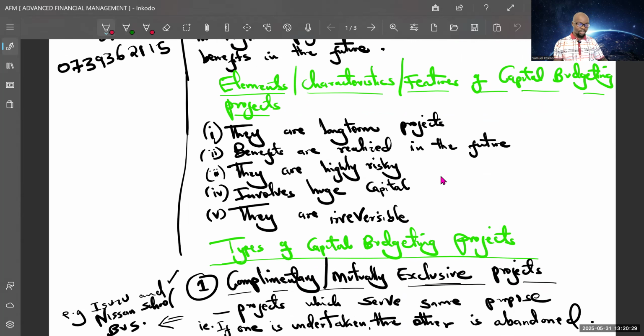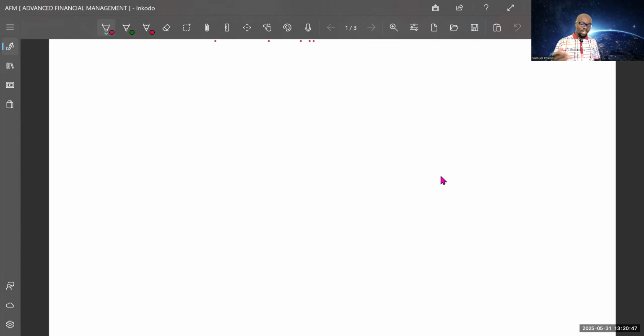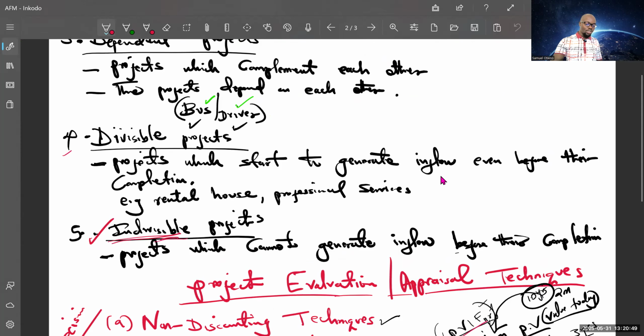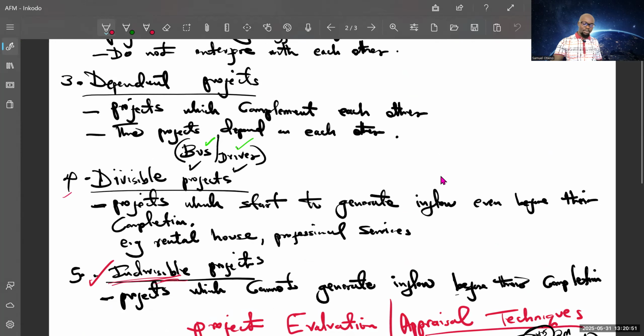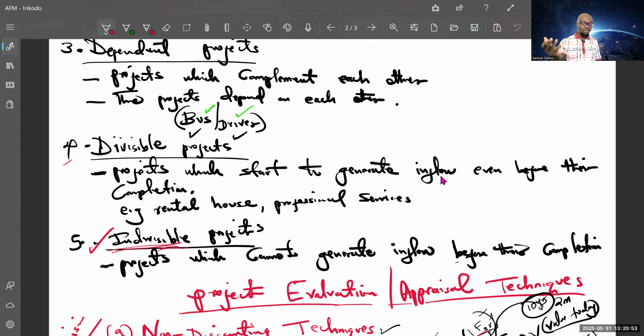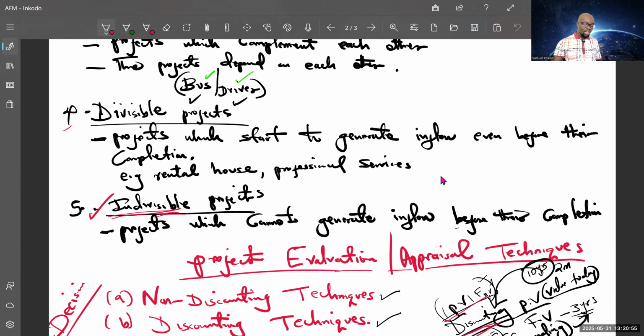They are irreversible. Then, interestingly, we went and looked at the types of capital budgeting projects, and I believe you still remember the examples I gave. Very simple to relate with, and they're within our daily operations. And I believe there is nothing complicated. Understanding is so easy there. We talked about mutually exclusive projects. We went ahead and looked at independent projects, dependent projects, divisible projects. I gave you very good examples, for example, rental house, then indivisible projects.